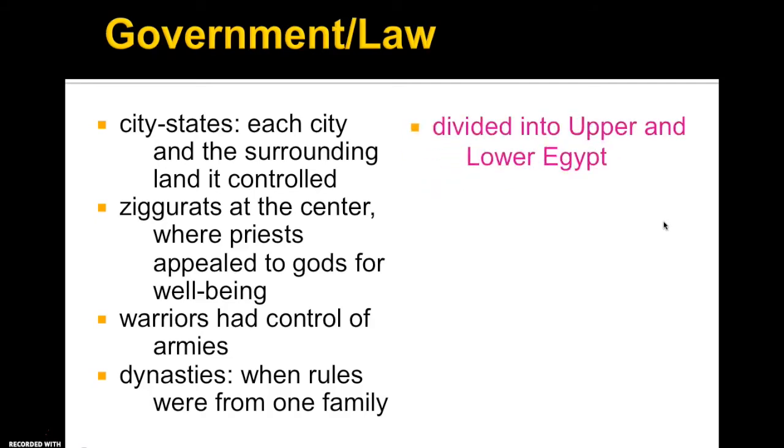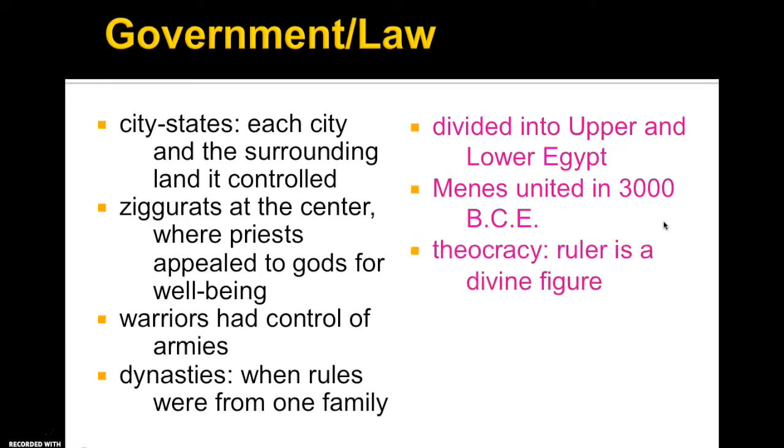Moving on to Egypt. Egypt is divided into Upper and Lower Egypt. We'll be doing a map activity so you can get a better idea of that. The Medes united in about 3000 BCE, so we're going to take a look at this map a little after this video. Theocracy. So going into rulers is a divine figure.